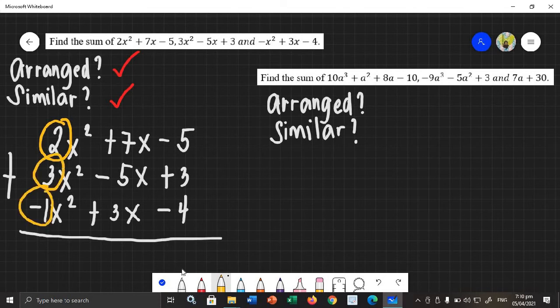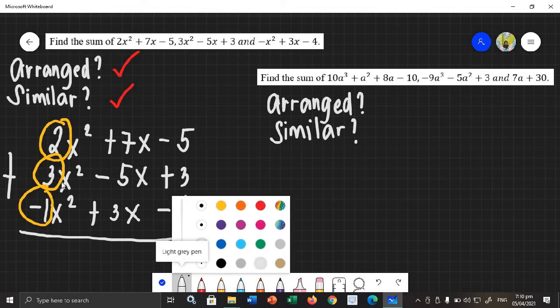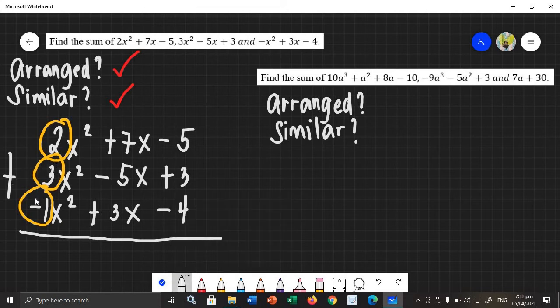So, I'm just going to encircle yung numbers or coefficients na you need to add. So, ayan. So, we will be adding 2 plus 3. 2 plus 3 is equal to 5. Okay? 5 plus negative 1, the answer is 4. So we have 4 here, and then copy natin yung literal coefficient. That will be equal to x raised to the second power.